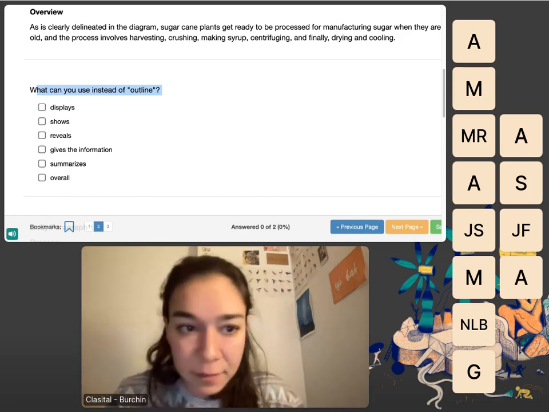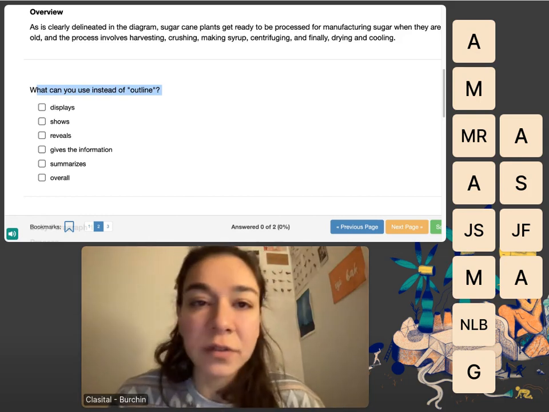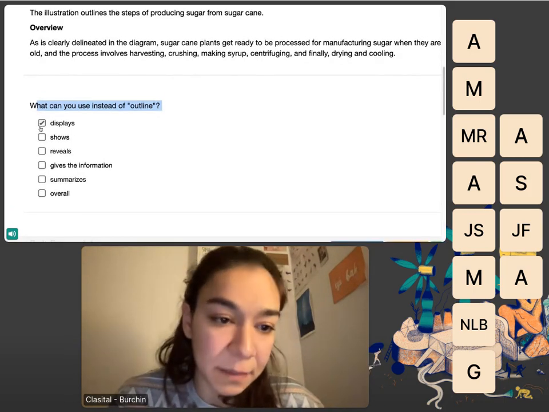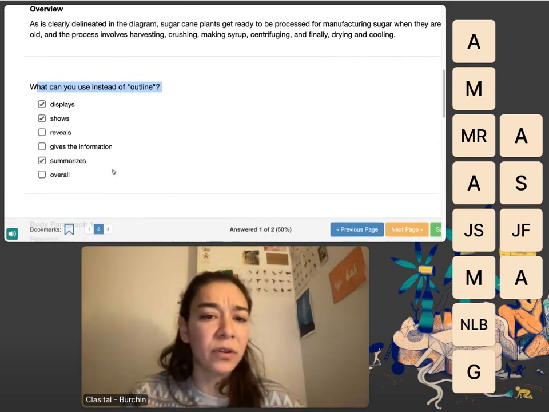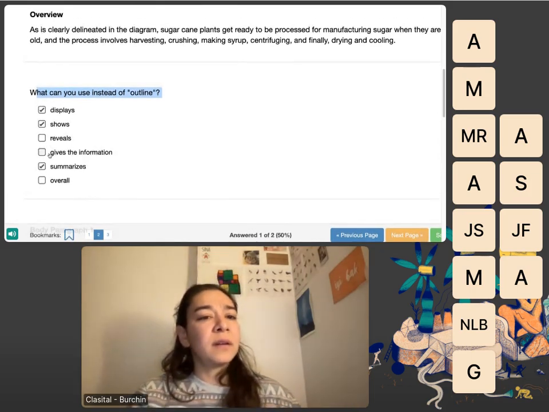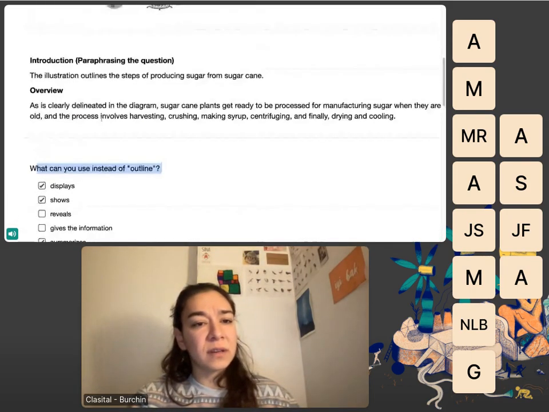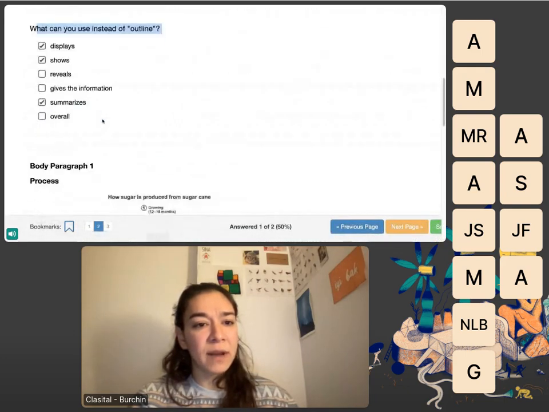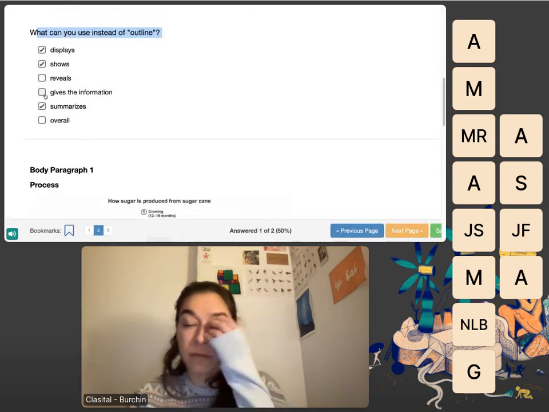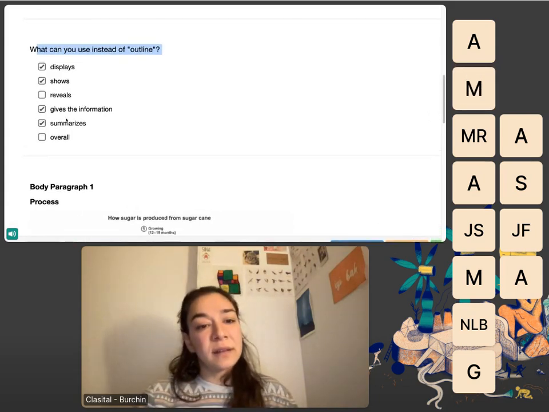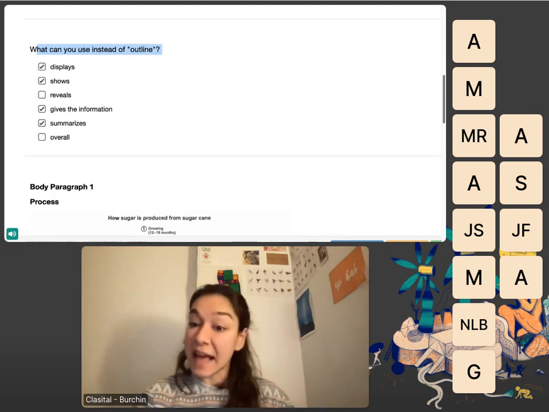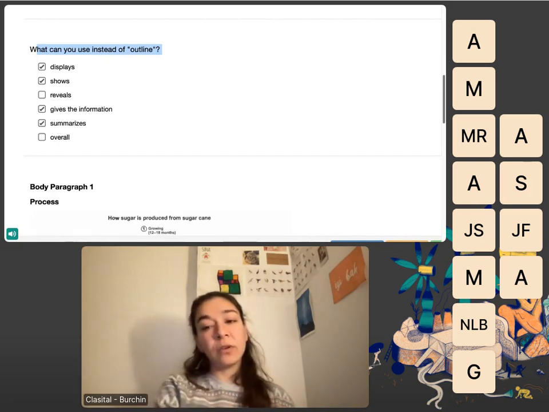Let me see my answer. Shows, very good. Display, shows, summarizes. Very good. Can we say the illustration? The diagram illustrates, gives the information of making. Yes, we can use give information of the process. Tell, we can use tell. Very good.